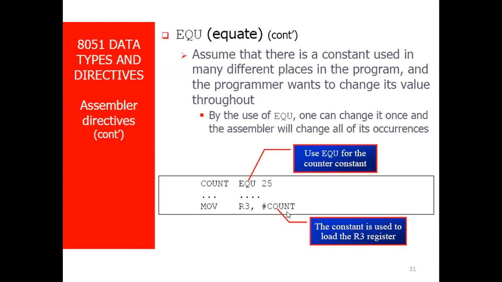Assume that there is a constant we are using in many different places. If we want to change its value throughout the program, by using the equate statement we can change it once, and the assembler will change all of its occurrences. That means in all the instructions where it sees #COUNT, it will substitute the value 25. So now this completes the 8051 data types and directives concept.